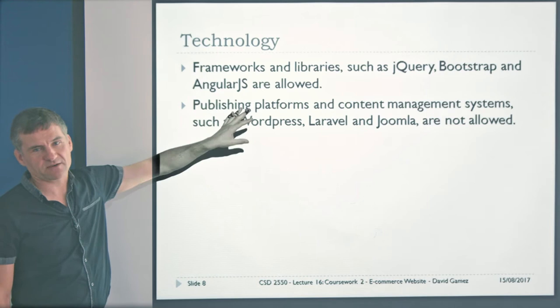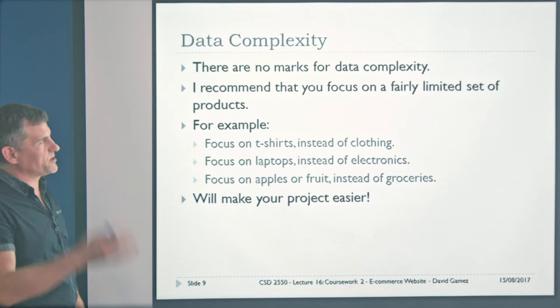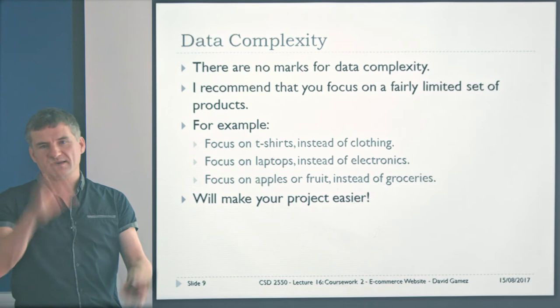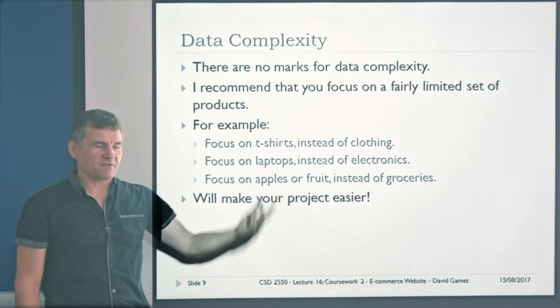So there's no marks in this project for data complexity. You need to have enough data, enough products, so that the user can plausibly search for products and plausibly sort them by price, relevance, and so on and so forth. But I'm not going to give you extra marks if you have like 1,000 products in your database instead of having just 10 products in your database.